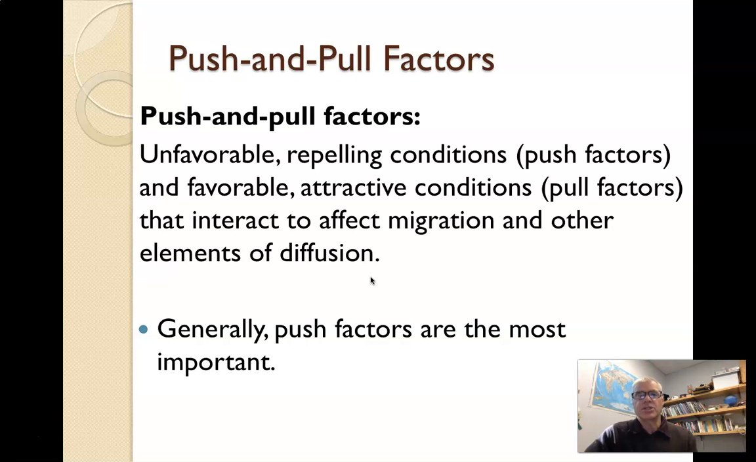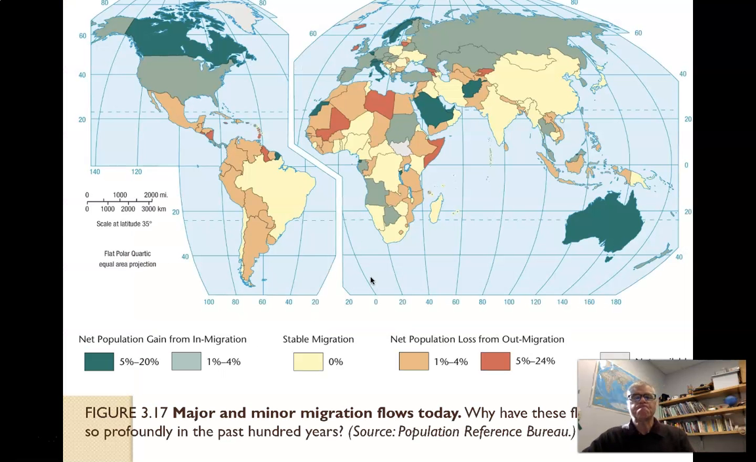And when we talk about migration, we typically talk about what we call push and pull factors. Those are the reasons why you are moving. A push factor is the unfavorable conditions that are kind of pushing you out, repelling you from where you were. Pull factors are the things that are bringing you towards this new location. Generally, push factors are by far the most important. If we're looking at why people move, usually it's because they're being pushed out of a place.